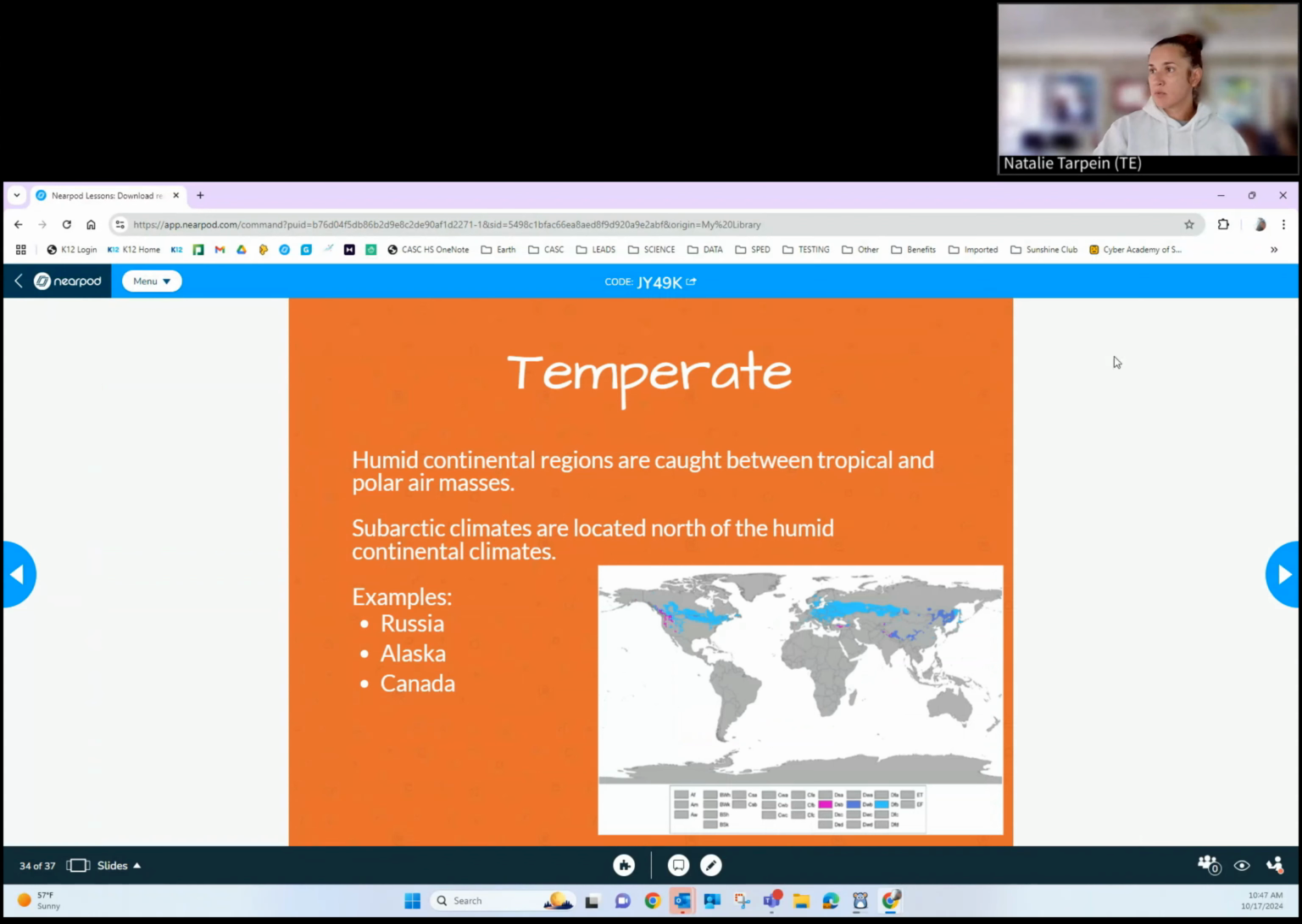All right, and then temperature. So some of these humid continental regions are caught between tropical and polar air masses. Subarctic climates are located north of the humid continental climates. So, for example, Russia, Alaska, Canada. So if you look here, these are the highlighted regions, these bright blue regions, caught between tropical and polar air masses. So subarctic climates are north of the humid continental climates.